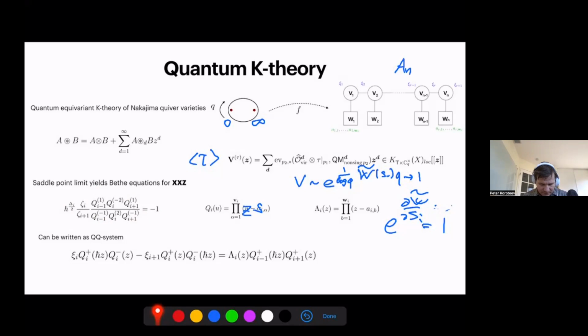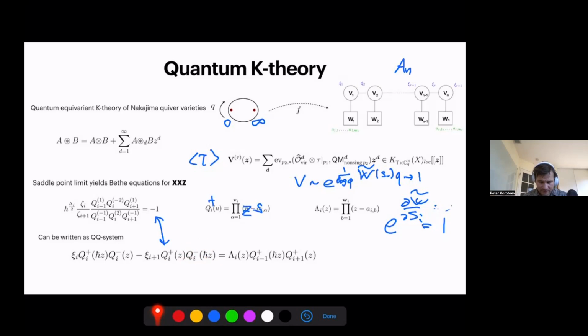And then another standard fact from integrability is that these equations can be rewritten as the so-called QQ system. Essentially there are two types of Q polynomials, Q plus and Q minus. This one is Q plus, and the Q minus is an auxiliary polynomial, which is, in a sense, not physical.